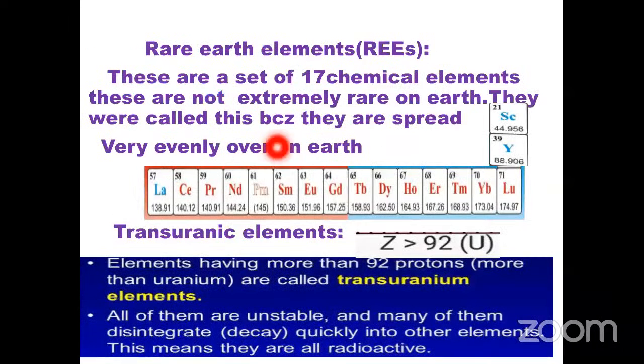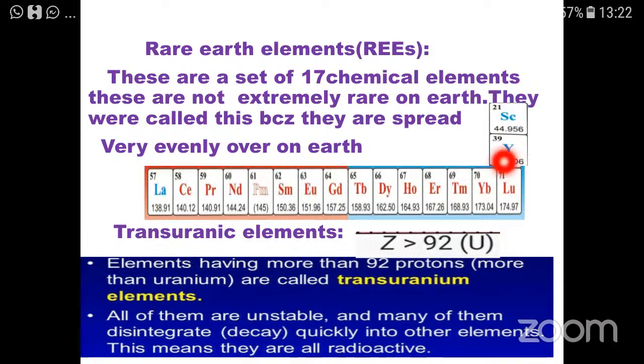Next, go to rare earth elements. These are a set of 17 chemical elements. They are not extremely rare on Earth; they occur spread very evenly over the Earth, so they are called rare earth elements. Rare earth elements are the 4f series elements, scandium and yttrium. These all are rare earth elements.